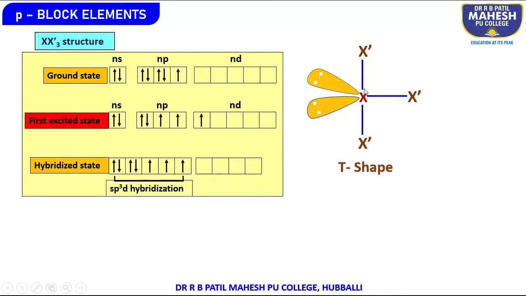In reality, students, the bond angle between X dash X and X dash is less than 90 degrees. It is because of repulsion between these lone pair electrons and bond pair electrons. So these bonded pairs of electrons bend and the bond angle decreases to less than 90 degrees.